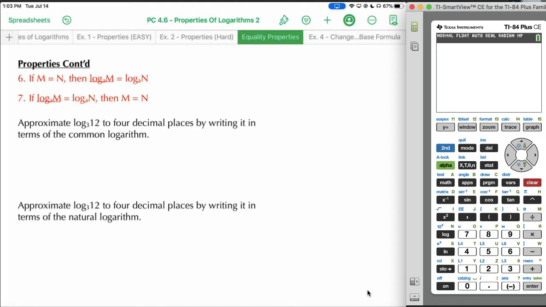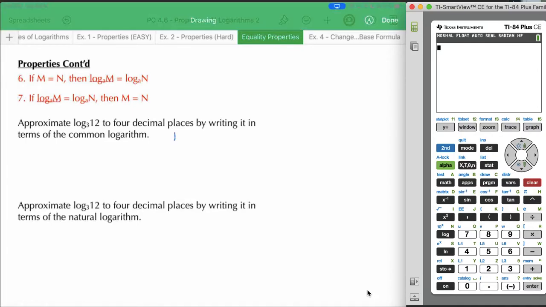It says if I have two logarithms that are equal to each other, provided they have the same base, then that means their arguments are equal to each other. Okay? So we're going to see these properties at play here. I'd like to approximate log base 3 of 12 to 4 decimal places by writing it in terms of the common logarithm. Okay?